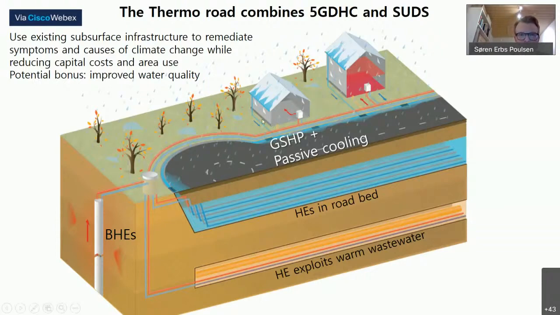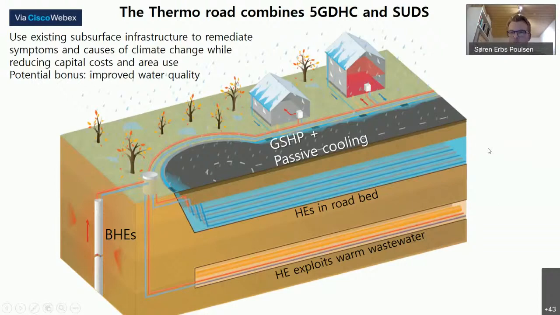Actually, I forgot to mention it. We solved two problems with this technology. So you can see on this drawing here that it actually rains here. So we don't only use the roadbed as a source for our 5G grid. We also use it to retain surface water. So it's hydraulically disconnected from the surroundings by bentonite mats. And then we drain water from the surface into the roadbed.